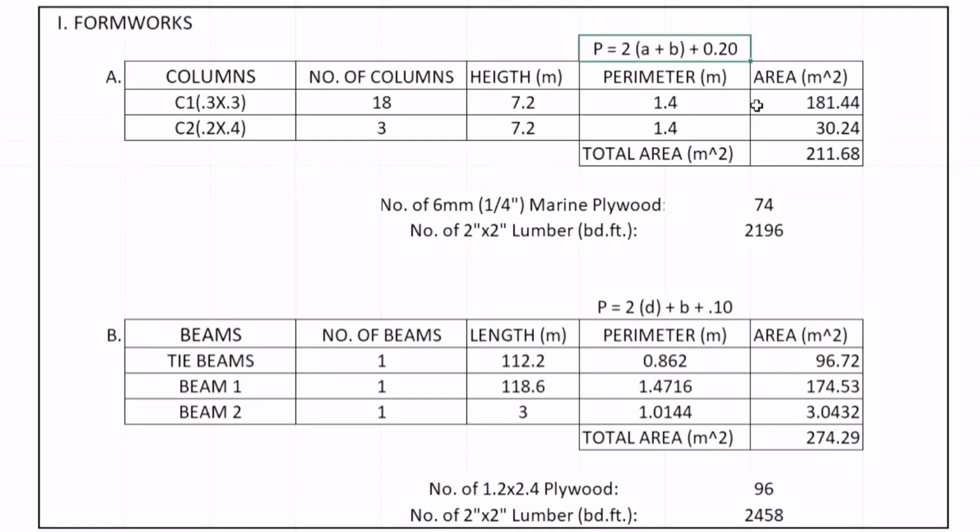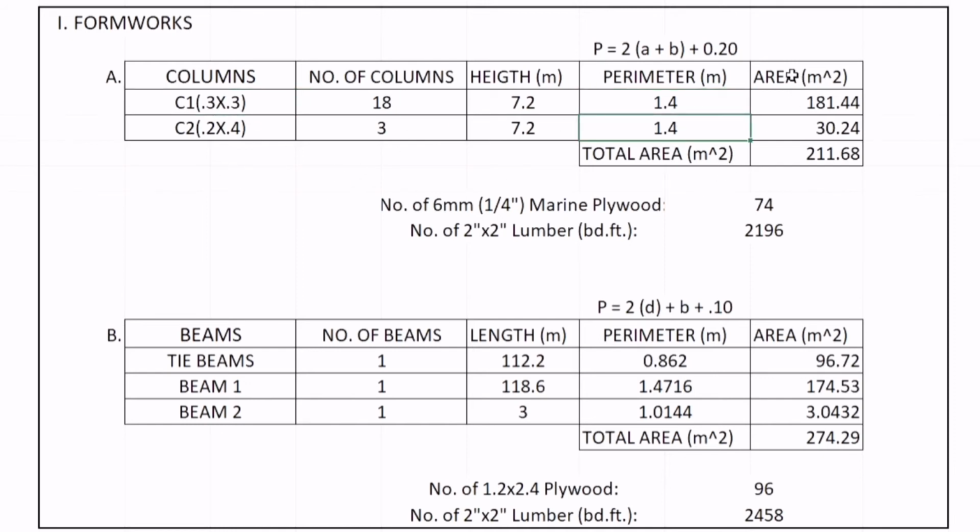P is equals to 2 to the quantity of A plus B. Ang A natin is yung longer side, as B is the shorter side. Then plus 0.2. Yan. So meter yan, which is 1.4 itong C1. So 1.4 din itong C2.